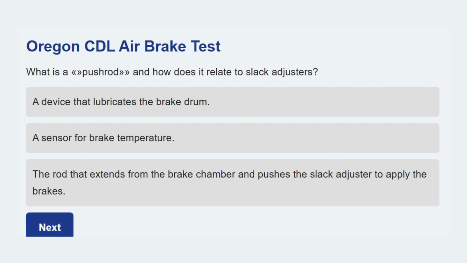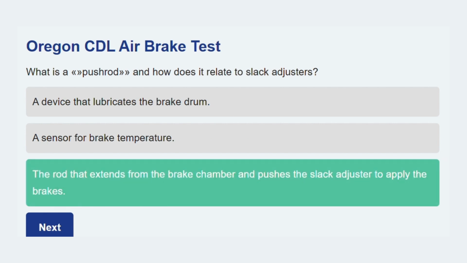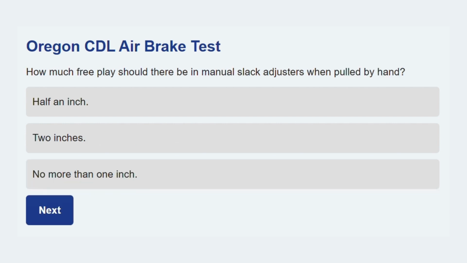Next on our list, what is a push rod and how does it relate to slack adjusters? The rod that extends from the brake chamber and pushes the slack adjuster to apply the brakes. The push rod's movement applies force through the slack adjuster to the S-cam.